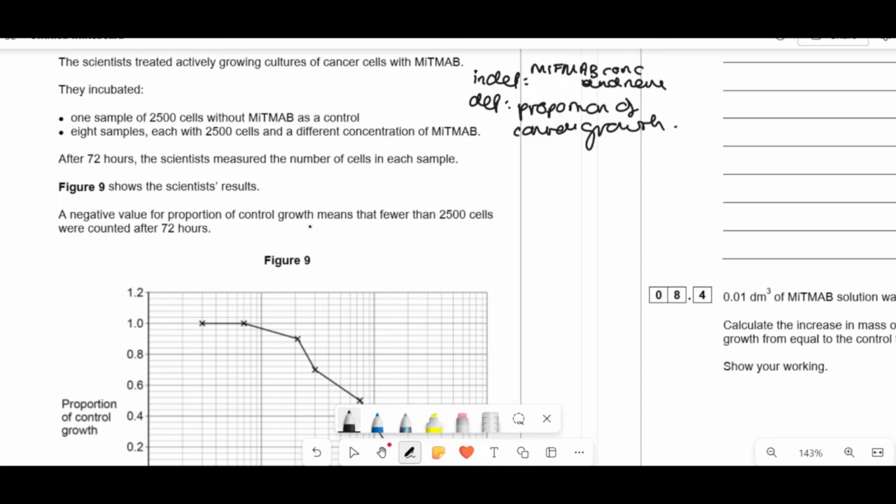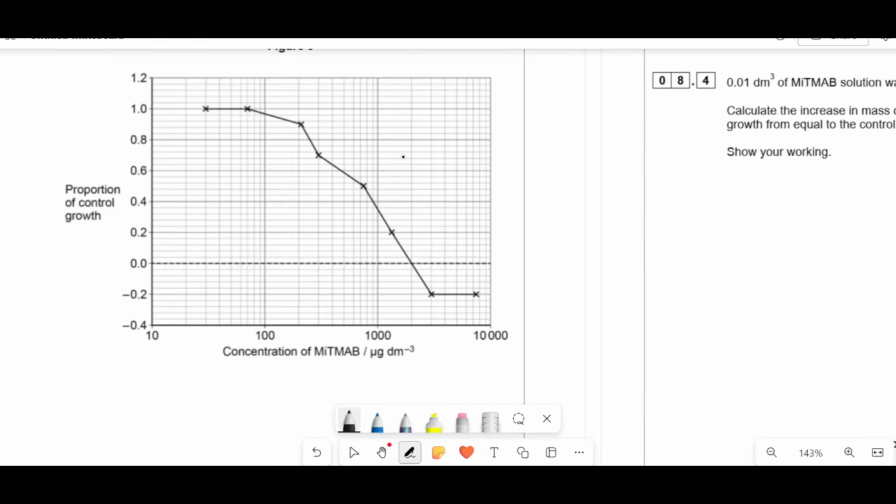A negative value for the proportion of growth means that fewer than 2,500 cells were counted after 72 hours. That's a useful point. If we have a look then, what's going on? So at these concentrations, the proportion is 1, meaning that it would be some number over the same number as the control, as in there's no difference. Here, the proportion of control growth is lower, meaning that it grew less compared to the control, even less.